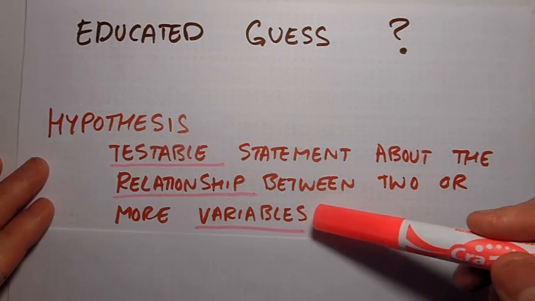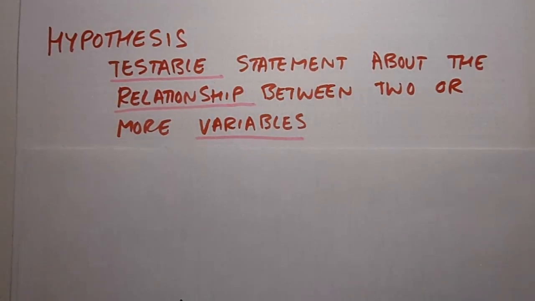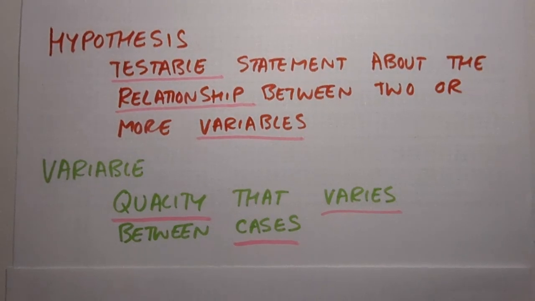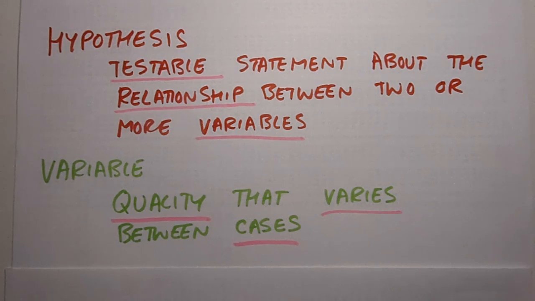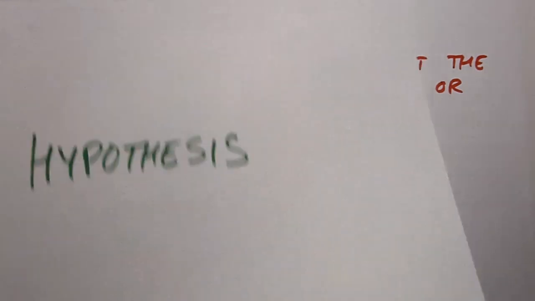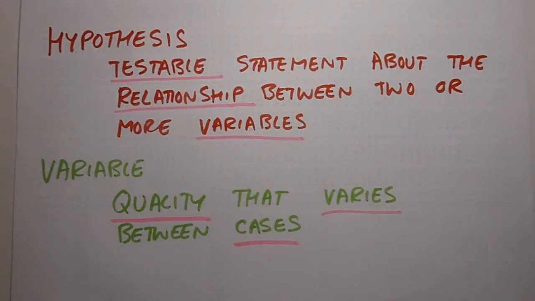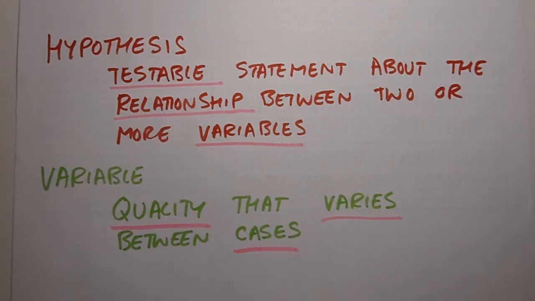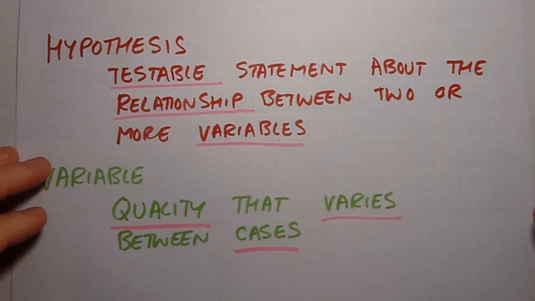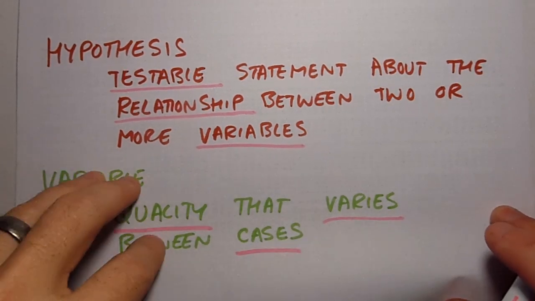Just to help you, in case you don't remember, what is a variable? A variable is any quality that varies between cases. In sociology, most of the time, the cases that we're looking at are individual people. We know everyone's different. Everyone has different qualities, different experiences, and how those differences or those different qualities work together is an important part of how we do the discipline of sociology. So let me give you an example to walk you through this.